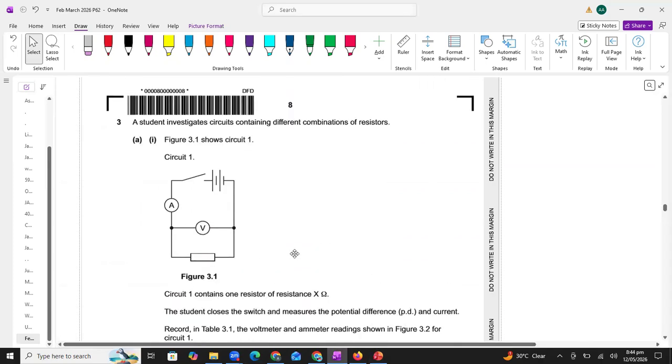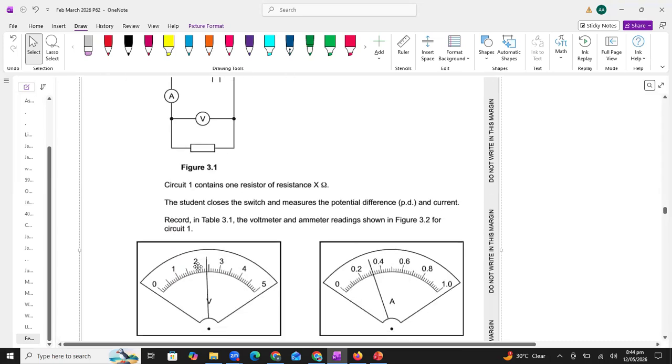In question number 3, a student investigates a circuit containing different combinations of resistors. So what is the student doing? He is investigating the circuit which contains different combinations of resistors. This is circuit 1 in figure 3.1. This is a battery, a switch, and an ammeter connected in series which will measure the current. A voltmeter is connected in parallel with this resistor which will measure the potential difference.